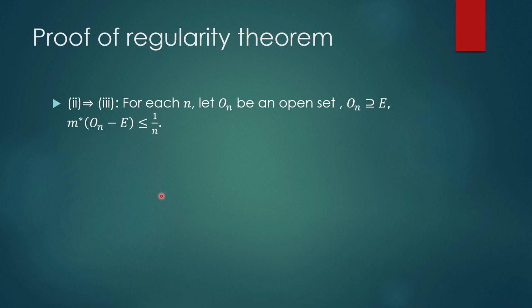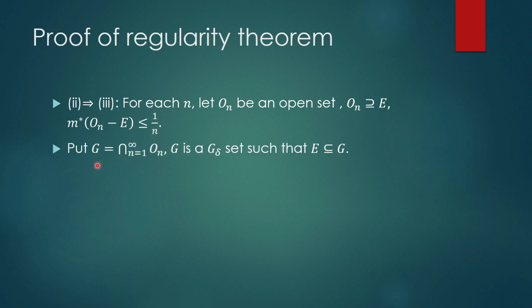Next, 2 implies 3. Statement number 2 implies number 3. For this n, let On be an open set. By statement number 2, for every epsilon there should be an open set containing E such that m star On difference E is less than or equal to epsilon. So instead of taking epsilon, you can take 1 upon n, the reciprocal small number. So for a given positive integer n, we should be able to find an open set On containing E such that outer measure On difference E is less than or equal to 1 upon n.